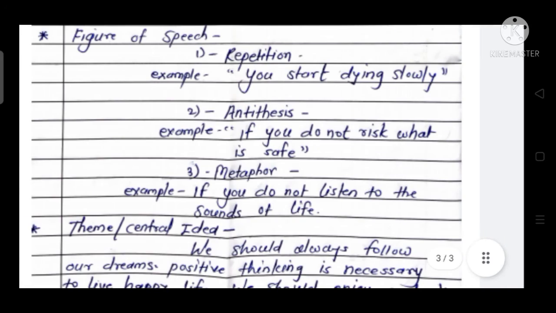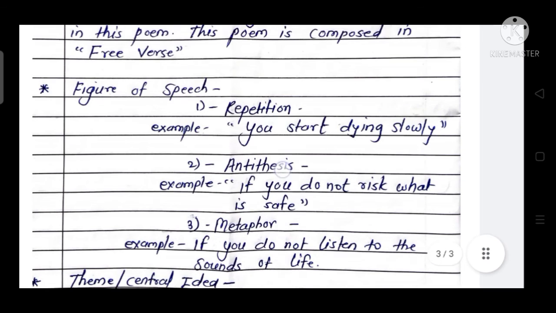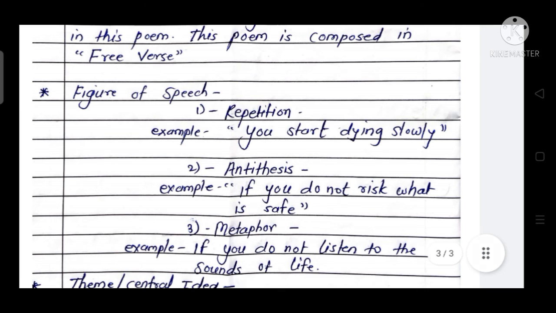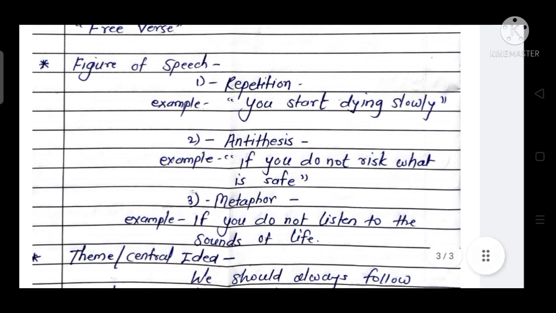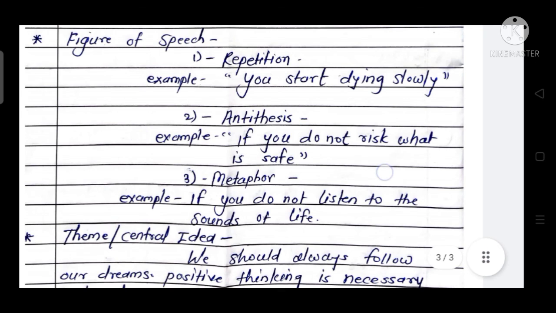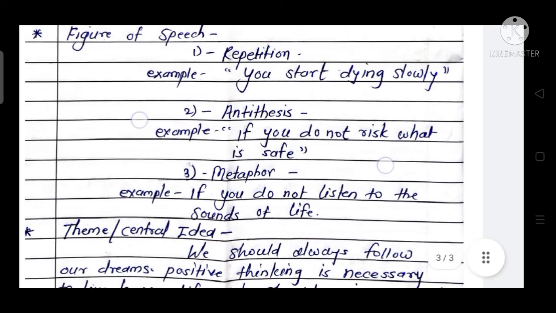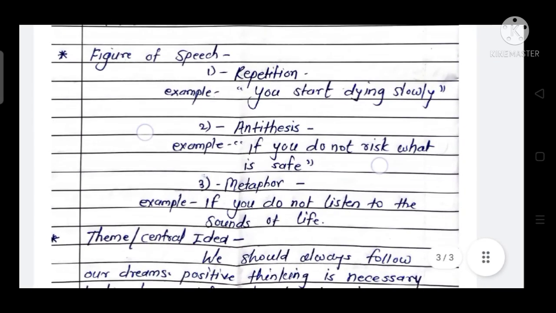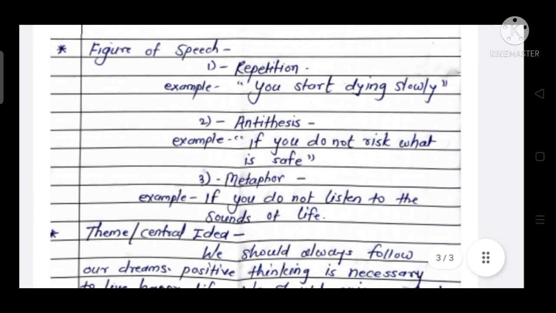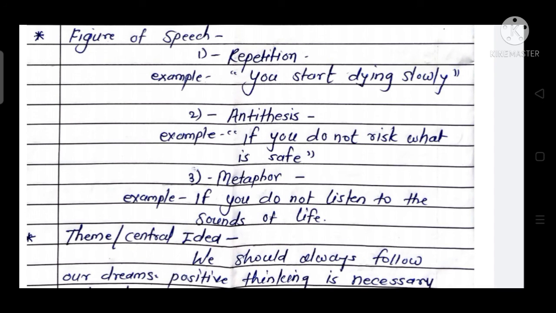Then the second figure of speech, antithesis. First we must know that for this point, the point of figure of speech, you have to write only one figure of speech, and for that point you will be given 1 mark. There is no need of writing every figure of speech that appears in the poem. Here I have mentioned 3 types of figures of speech only for your comprehension, for your understanding. We have to write only one figure of speech with the examples. There is no need to mention each and every figure of speech that appears in the poem.